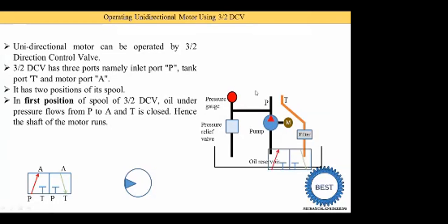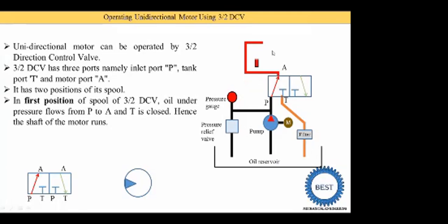Now here we put this directional control valve, that is a 3x2. Okay, so it is the first position. So this first square is connected. Here you see oil comes from the P port and goes to the A port. Then after that the pipe connection is there. By using this pipe connection, oil is supplied to the unidirectional motor.